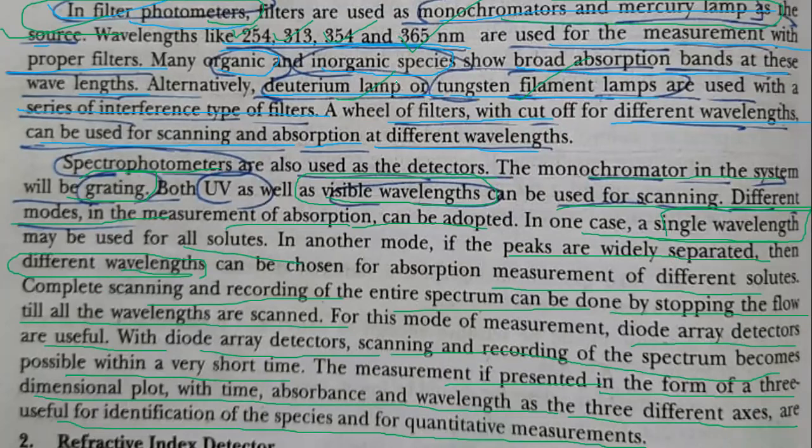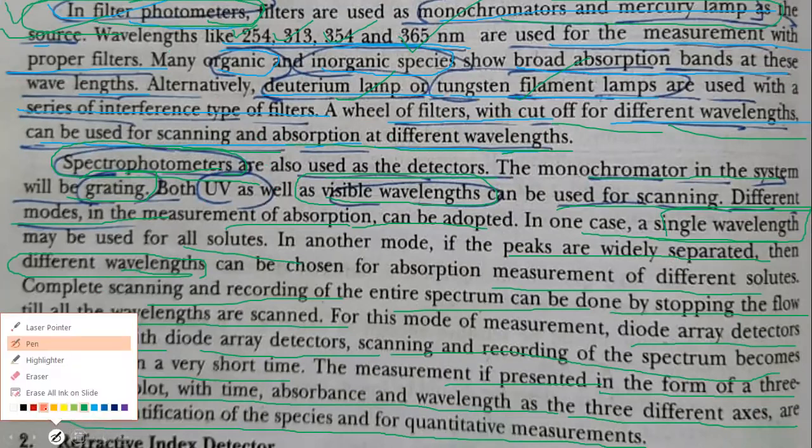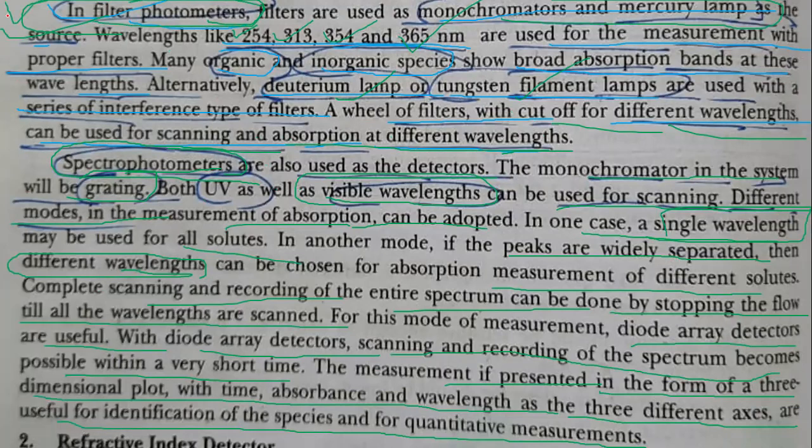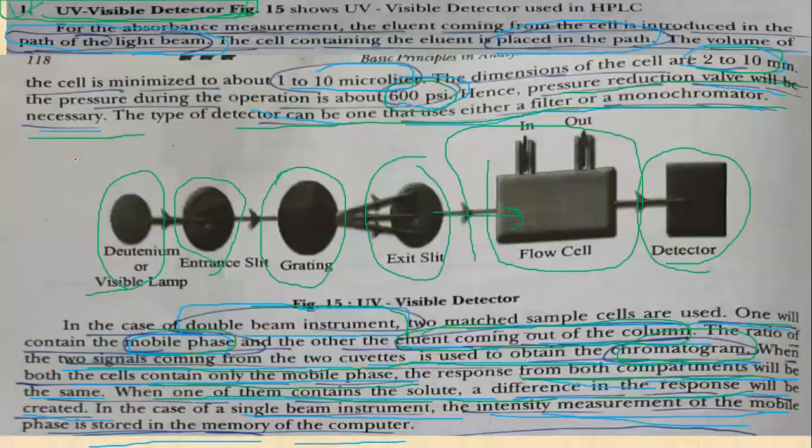Okay, a wheel of filters which can cut off different wavelengths can be used for scanning and absorption at different wavelengths. Okay, sometimes spectrophotometers are also used as a detector. Okay, here is a filter photometer, you can see, right? Here the filter photometer is there. Sometimes you can use a spectrophotometer as a detector. Okay, sometimes you can use a double beam instrument as a detector.